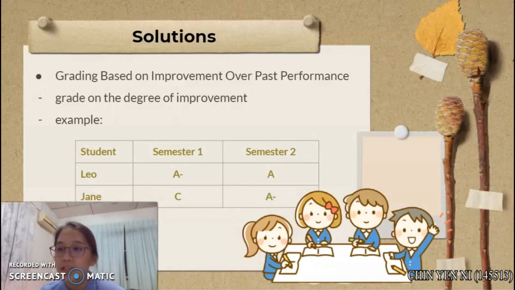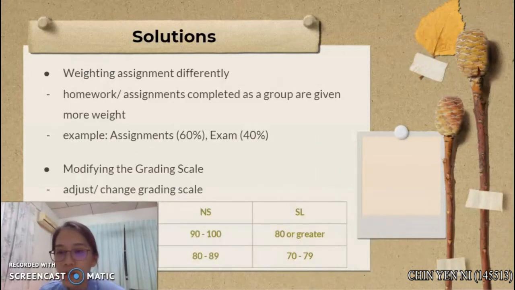And now let's look at another solution. So another solution would be to grade assessments differently. The homework and assignments completed as a group will be given more weight. But the major assessments, like exams, completed individually by students in class will be given less weight.